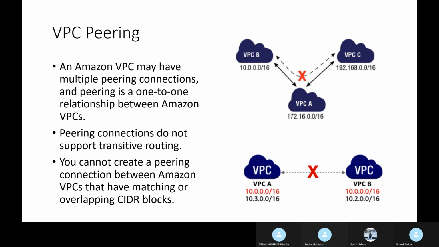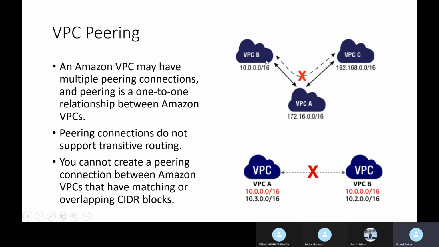Can you please explain transitive routing again? I got disconnected. It means, see, VPC A has a connection with VPC B, and VPC A has a connection to VPC C. VPC B can connect to A and C can connect to A, but VPC B cannot communicate with VPC C. This is transitive. Why is B not able to connect to C? B cannot connect to C because we don't have any VPC peering connection between them. VPC B connects to A because we have set up one connection.